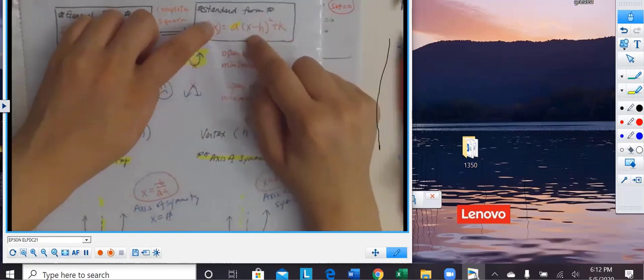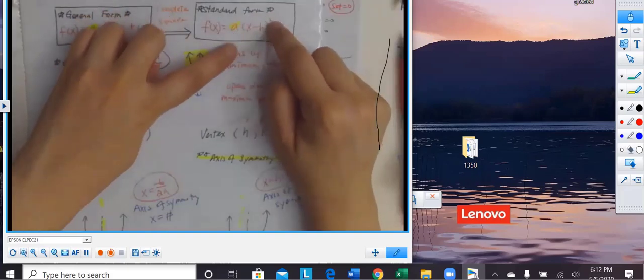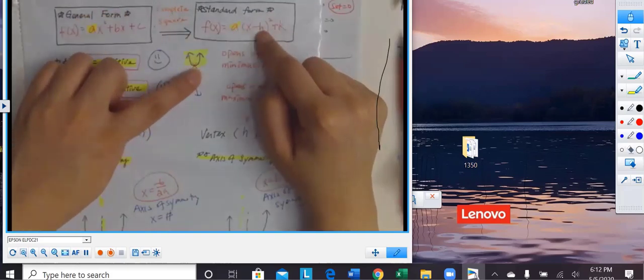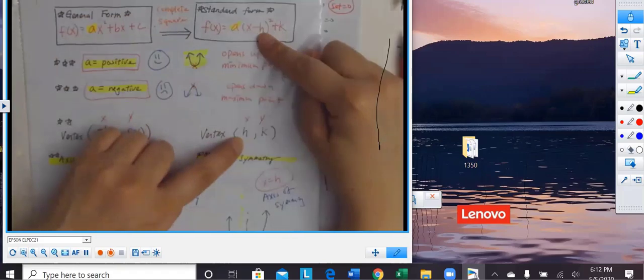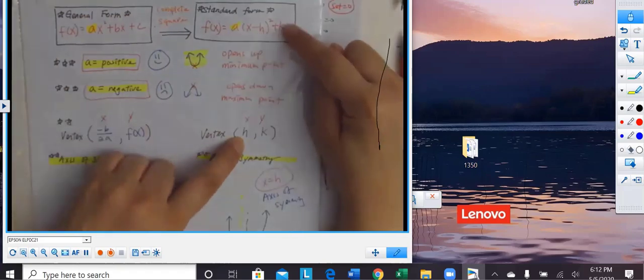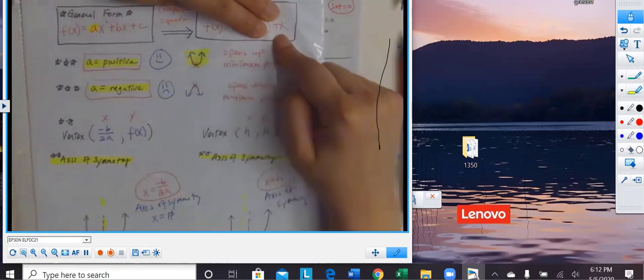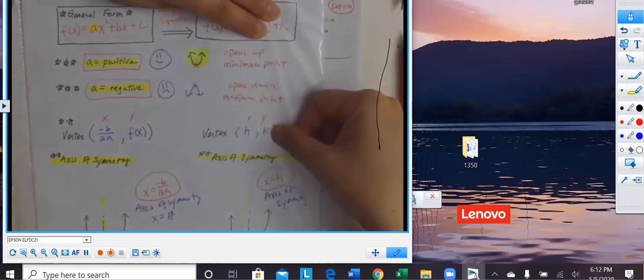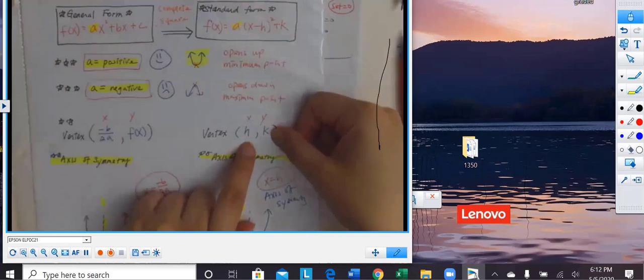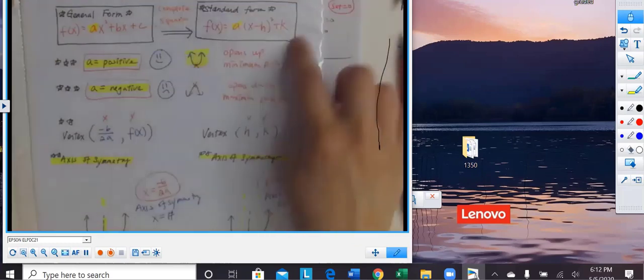If you have some number with x inside the parenthesis, you solve for x. That's your new x value for the vertex. And the outside part, if you cover all that, it means y equal to k. So the k part is your y value for the new vertex. This is considered the standard form.